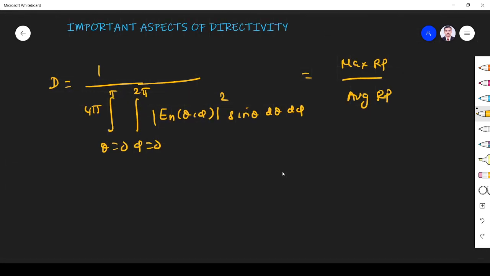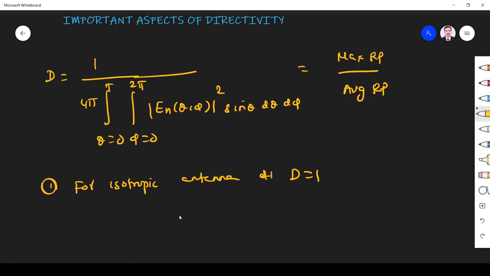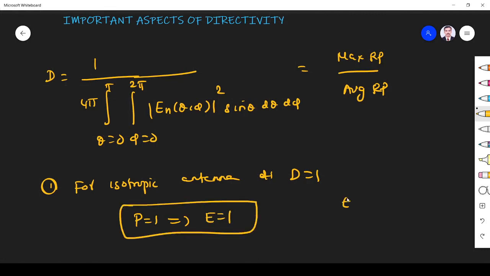First thing is, for an isotropic antenna, directivity D is equal to 1. Why is directivity D equal to 1 for an isotropic antenna? We know that an isotropic antenna radiates power in all directions. So power is equal to 1. This implies E is also 1, because P is directly proportional to E squared. So E equal to 1 means P is equal to 1.